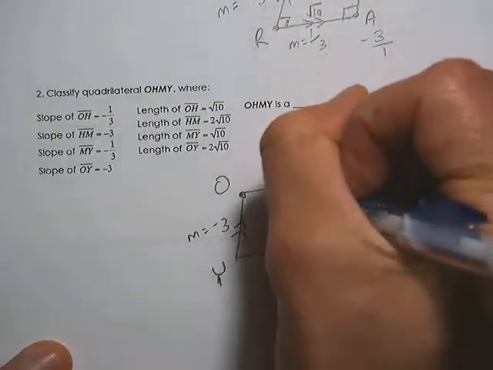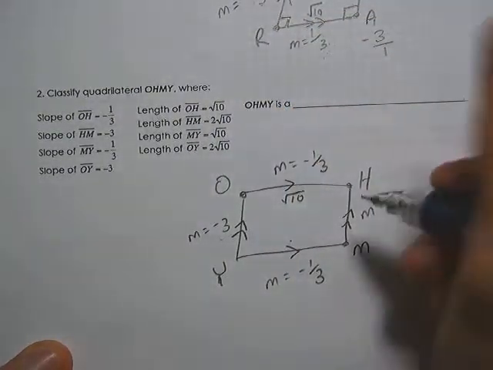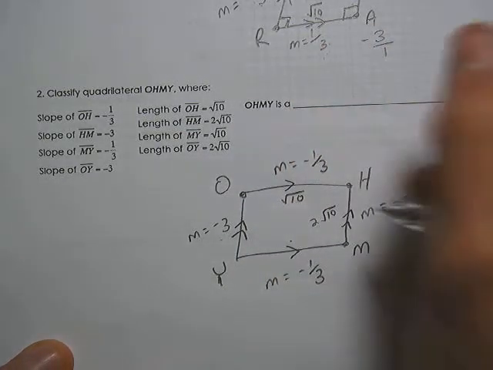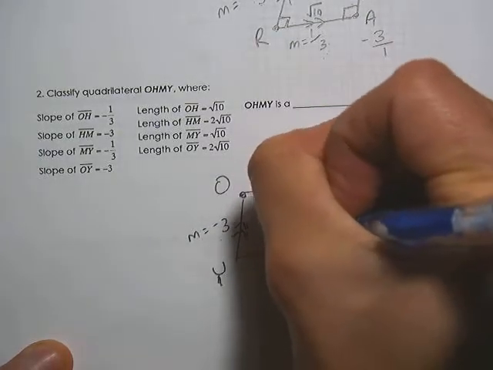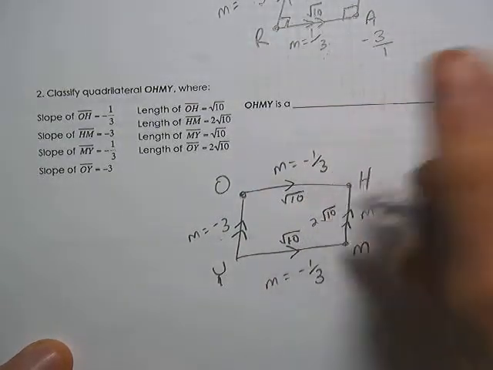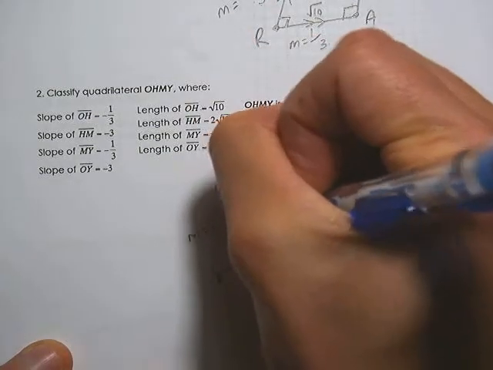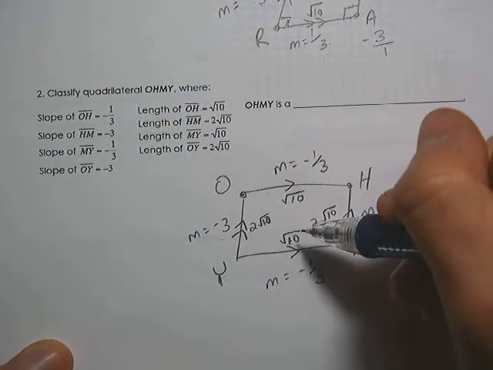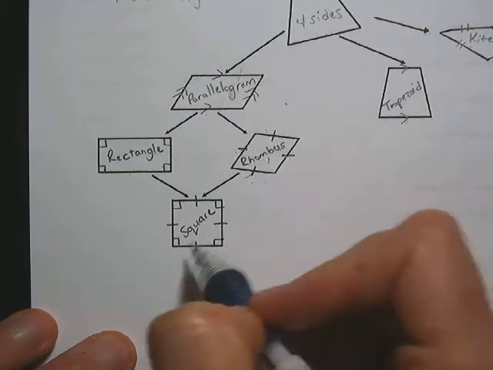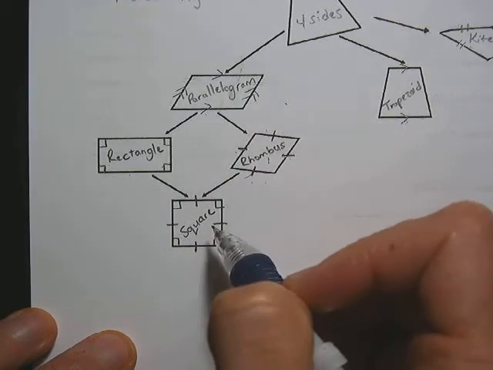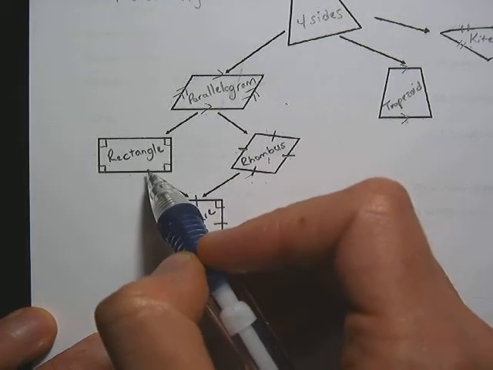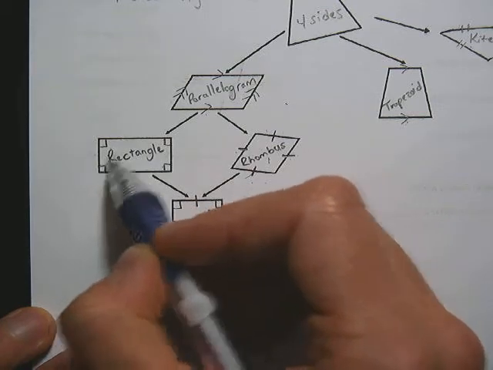So OH is √10. HM is 2√10, and you could actually type that in if you wanted the decimal. MY is √10, which is not the same thing as this one. And then OY is 2√10. So notice in this problem, all the sides aren't equal. So that means I know at least it's not a rhombus or a square, because they don't have all the sides equal. So I know it's a parallelogram. So now I just have to see, is it a rectangle? Will it have right angles?